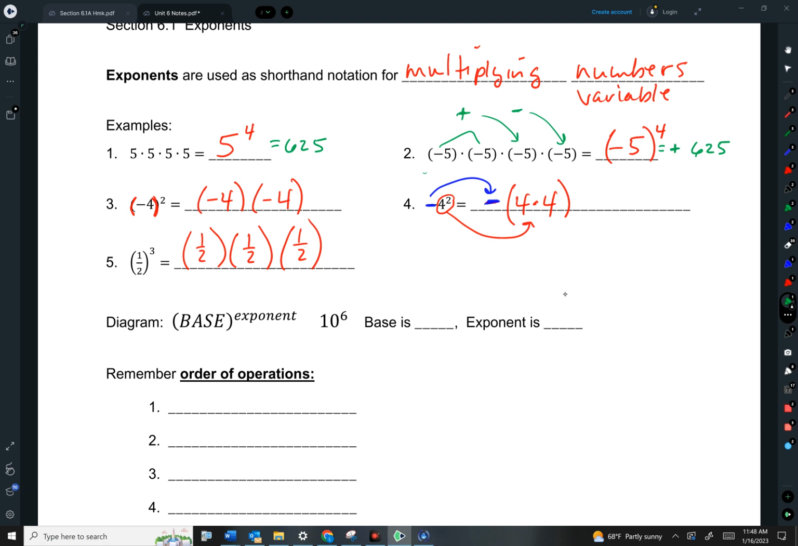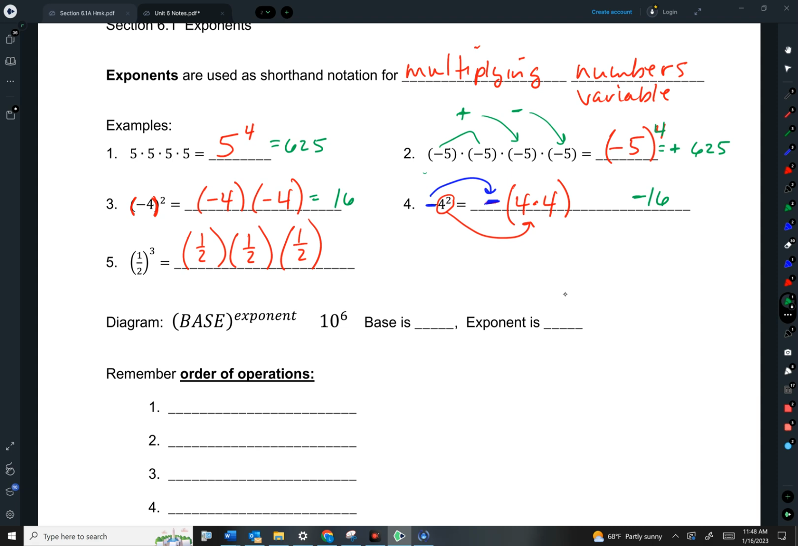So here's what I want you to think about. If the exponent is even, see how this was a 4? If the exponent is even, it doesn't matter if this number is positive or negative, it's going to come out to be a positive. All right, on number 3, we know that negative 4 times negative 4 is positive 16. But on number 4, notice the difference. Because you're supposed to do the multiplication of the 4's first and get 16 and then put the negative on, that's going to be a negative 16.